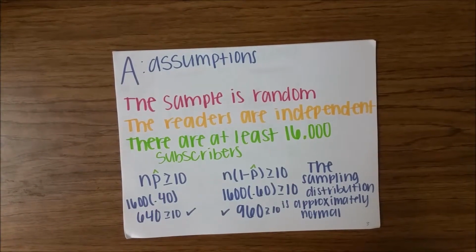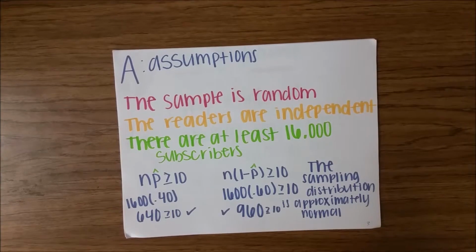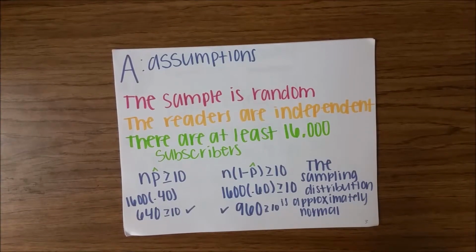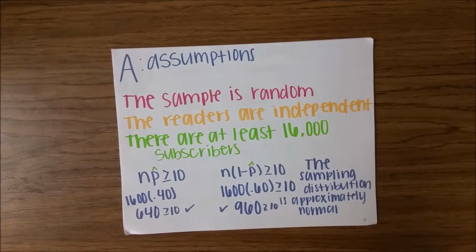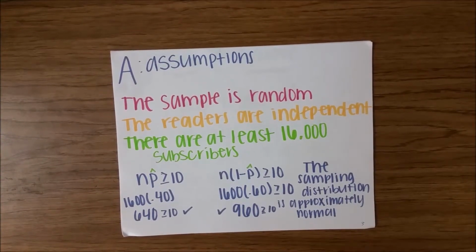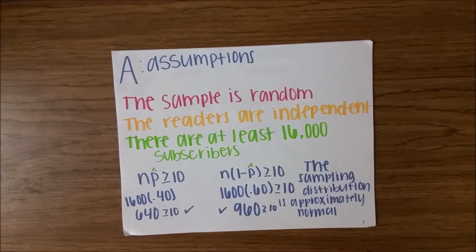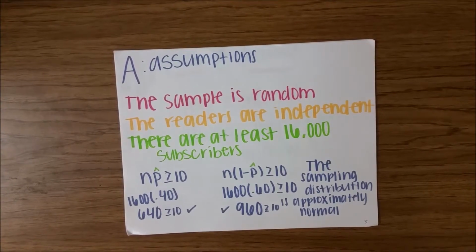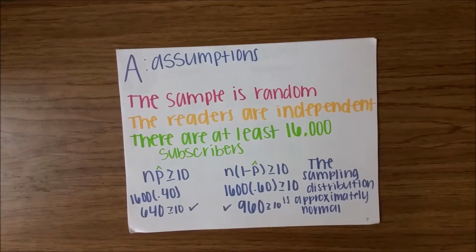Next, you'll check your 4 assumptions. If the sample is random, independent, and meets requirements for the 10% and normal conditions, then your sampling distribution is approximately normal. The sample is random, the readers are independent, there are at least 16,000 subscribers, and the sampling distribution is approximately normal.